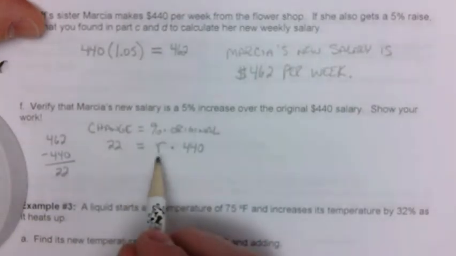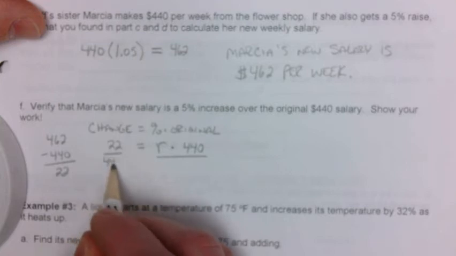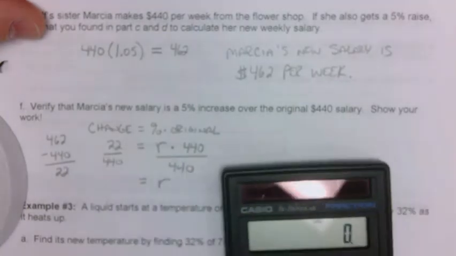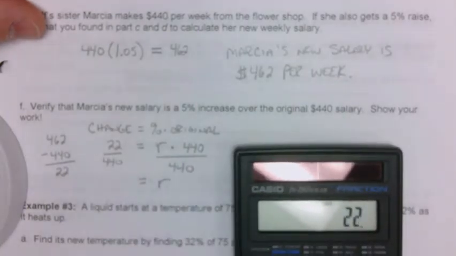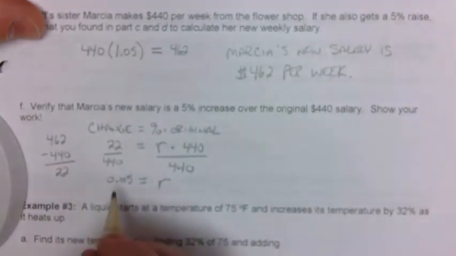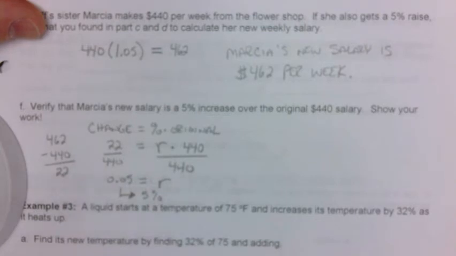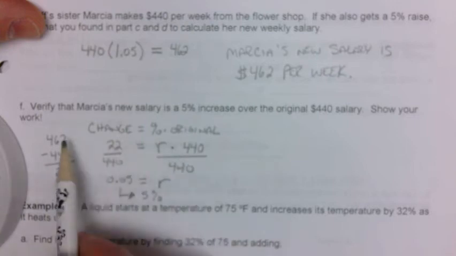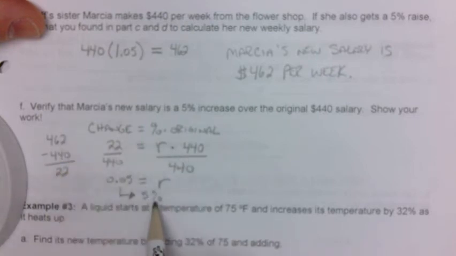Okay, we have to isolate R. Right now it's being multiplied by 440, so we'll divide each side by 440. And on the right, 440R divided by 440 is R. If we do 22 divided by 440, notice it gives us the decimal of 5 hundredths. 5 hundredths in decimal form is the same as 5%. So this shows that the $22 raise to get to $462 is a 5% raise.